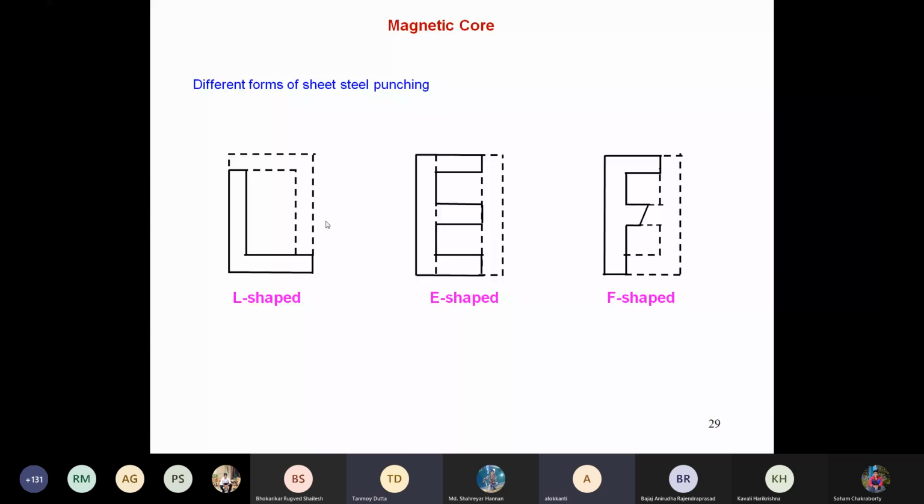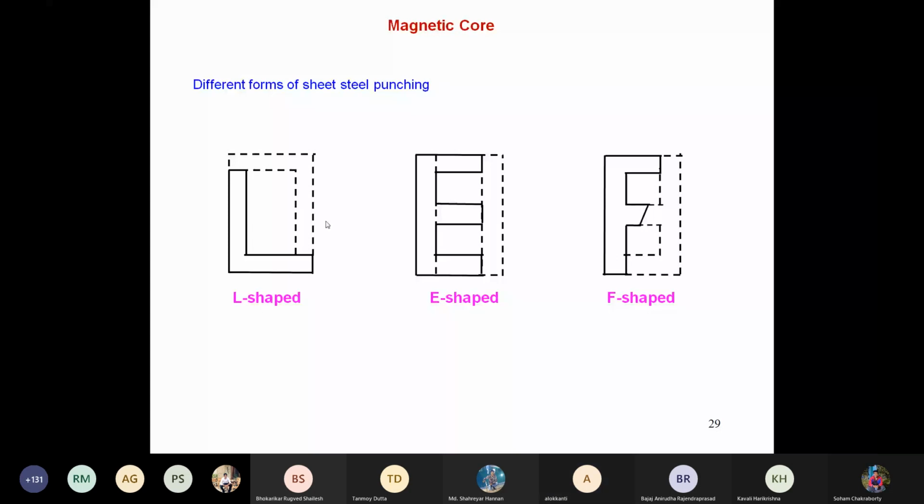Does the shape influence any of the parameters like reluctance or something like that? Does it influence the efficiency or anything like that? That is a good question, but that has to be evaluated once you do transformer design, to see if there is any difference in their performance.